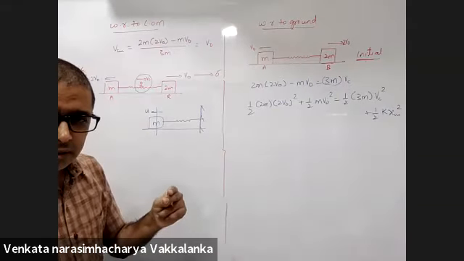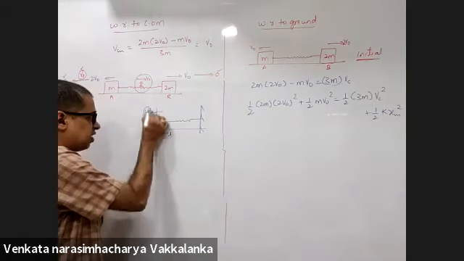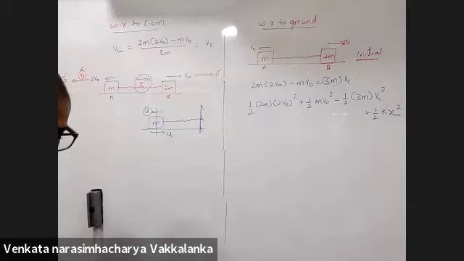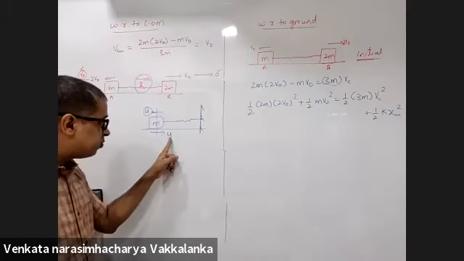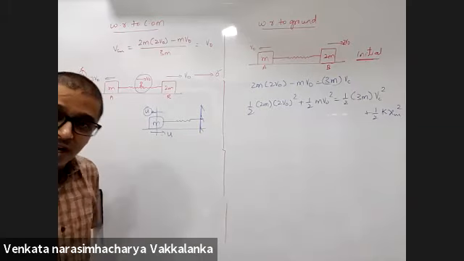When it comes back in the opposite direction, it has the same velocity with respect to this point. Yes, sir. On its way back, when it has the same velocity, it will be at its natural length.